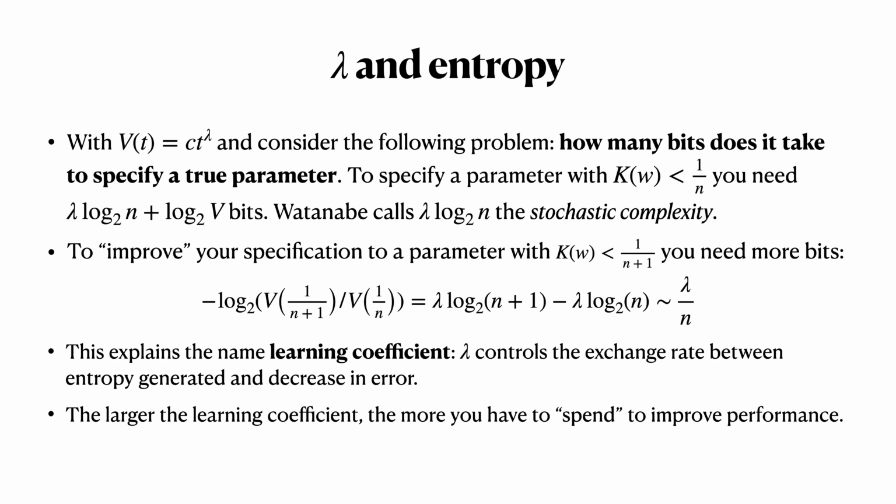Okay, so the larger the learning coefficient, the more you have to spend to improve performance. So if lambda is 1 over n, I need n bits to improve the error by how much? To improve the error from 1/n to 1/(n+1), you need lambda on n bits. So as n increases, you need less and less. But the rate at which it decreases is controlled by the RLCT. Yeah, I hope that's useful as a way of thinking about it.